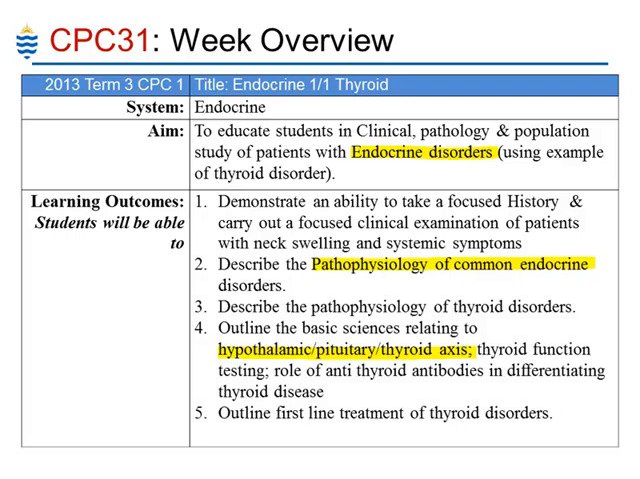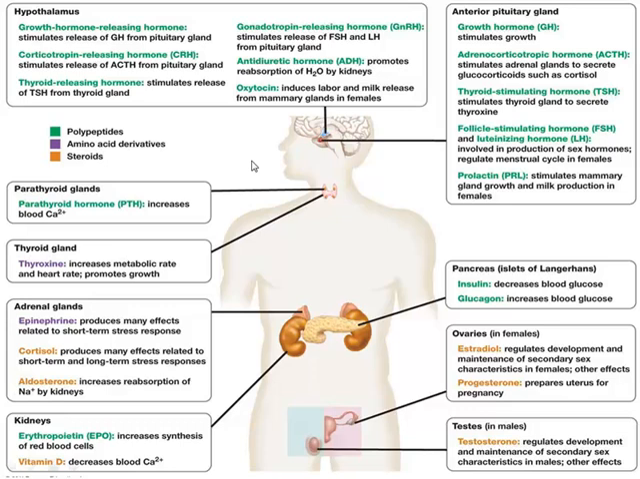Term 3, week 1, all about endocrine disorders. Thyroid was only the clinical case. Common endocrine disorders: hypothalamic pituitary thyroid axis, the physiology, the hormones. I put up this picture, quite a summary there. All the hormones, and know the hypothalamic pituitary axis and pituitary to endocrine gland axis, the feedback loop.